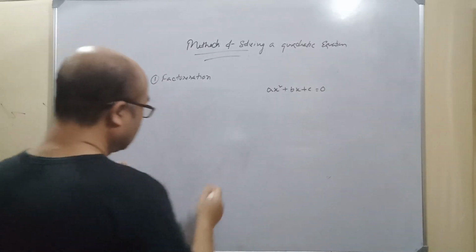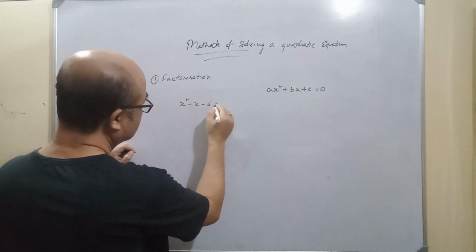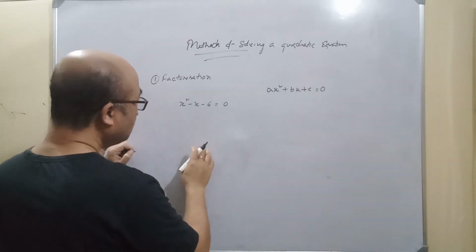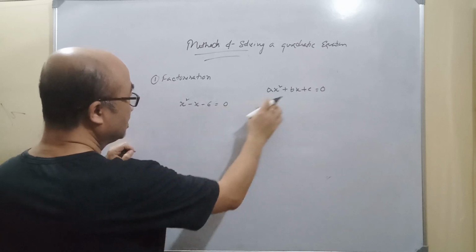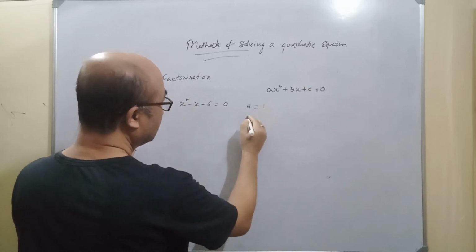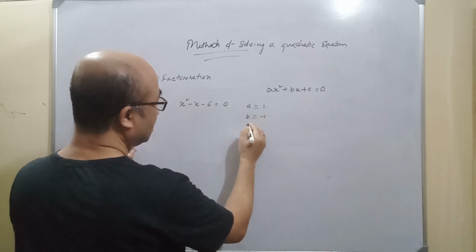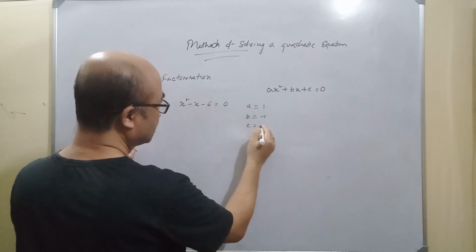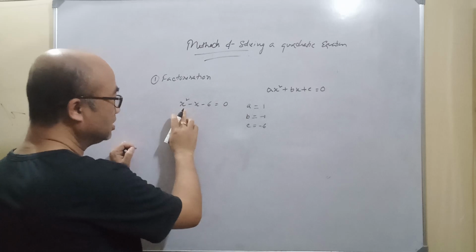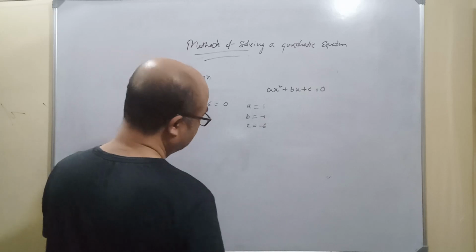Okay, let us take another example. X square minus x minus 6 equal to 0. Now comparing this with the standard form, we see that a is equal to 1, b is equal to minus 1 and c is equal to minus 6, right? Because this is the standard form, so we compare this with this equation and we get that a, b, c are 1, minus 1 and minus 6 respectively.